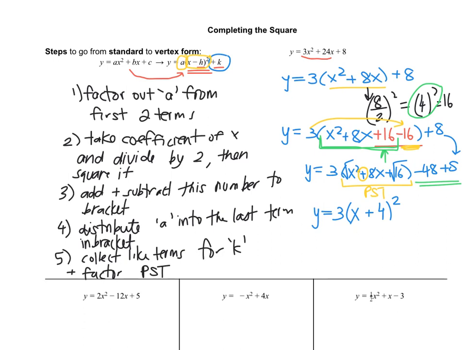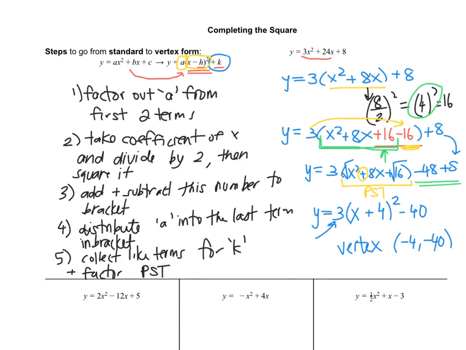And then negative 48 plus 8 is negative 40. There you go. We have our vertex form. And our vertex is negative 4, negative 40. And our parabola opens up because of that positive 3.